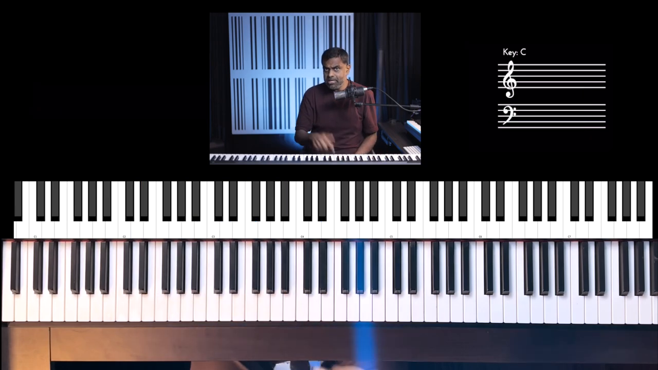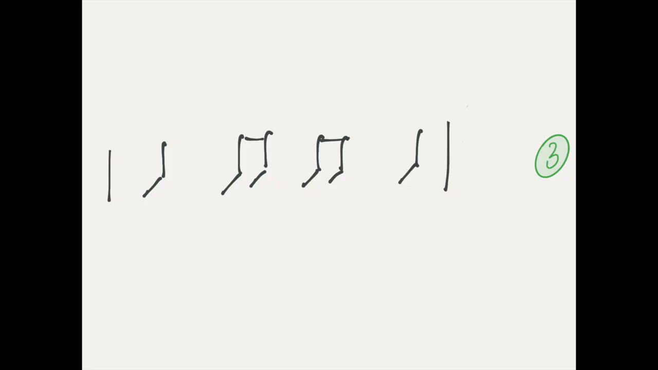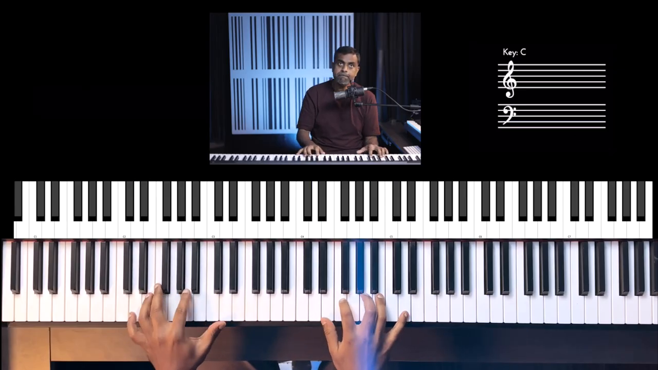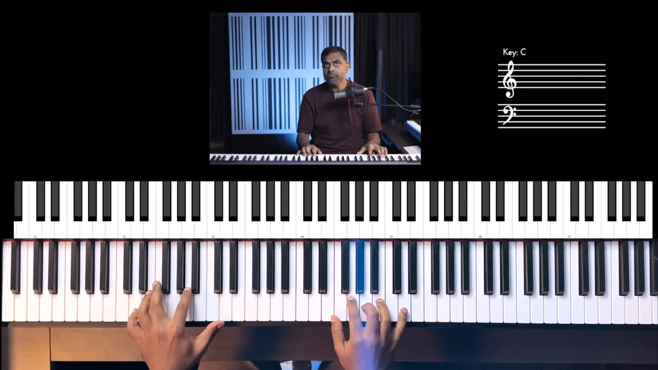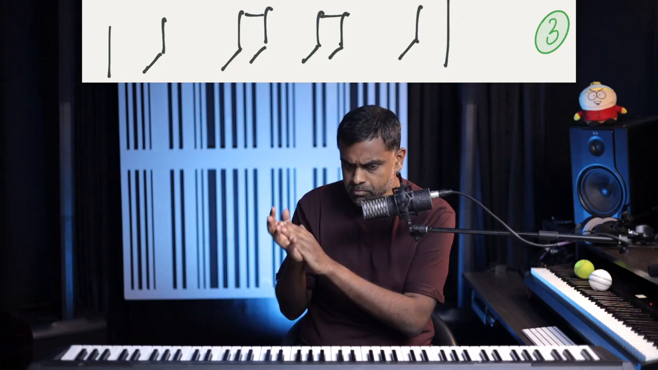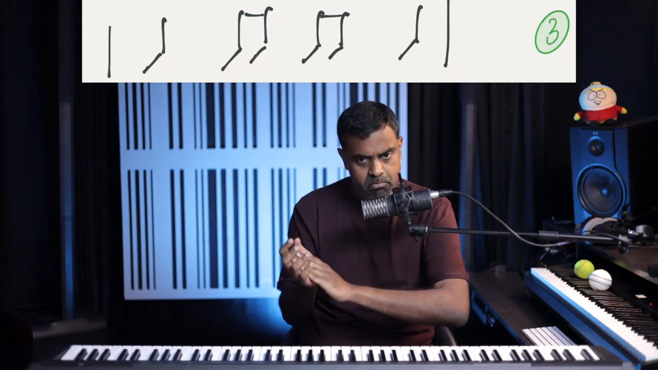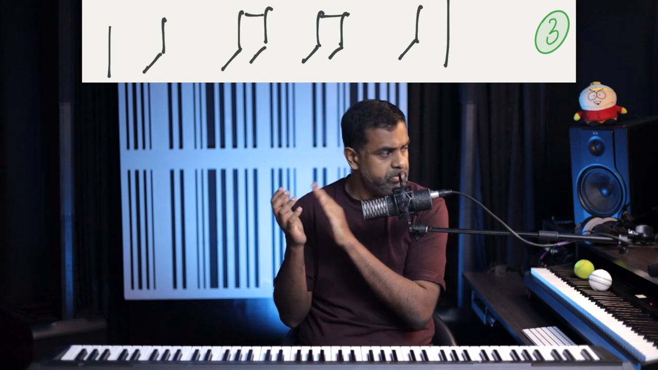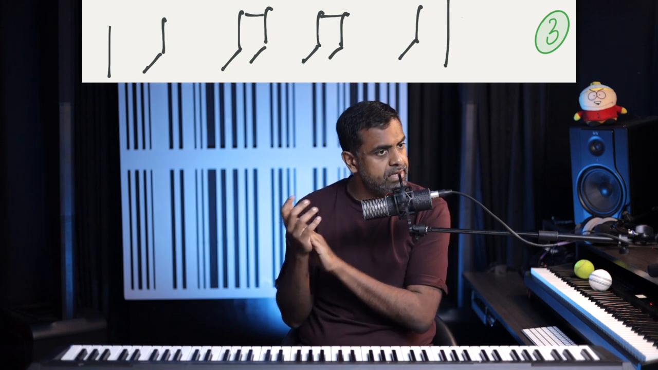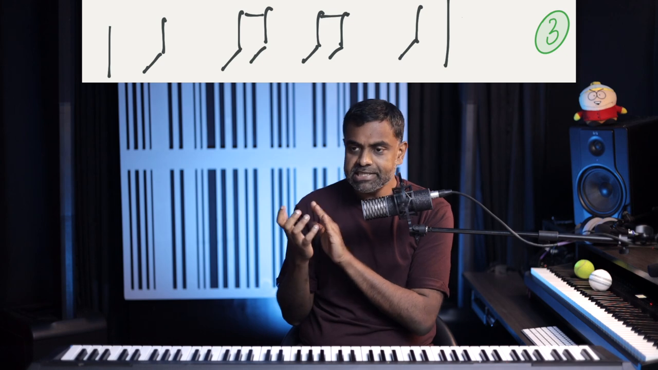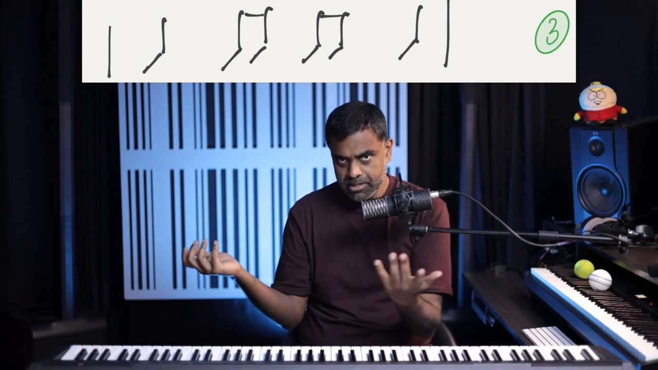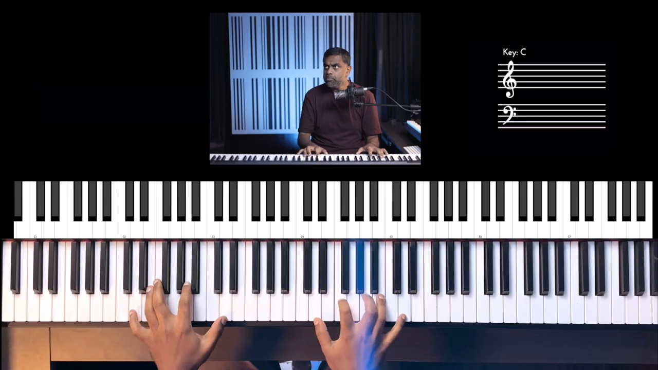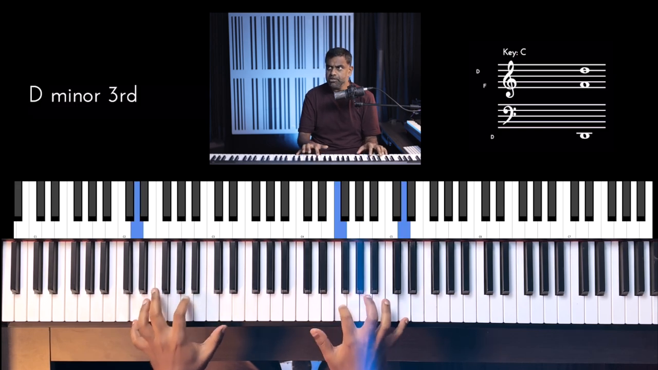Rhythm pattern number 3 would be a crotchet at beat 1, then 2 quavers at beat 2, 2 quavers at beat 3, and a follow-up crotchet at beat 4. Let's clap it. There we go. Doop, ta, ta, ta, ta, ta, doop, ta, ta, ta, ta, ta, doop. That'll be clapping it. So, playing something on the piano.